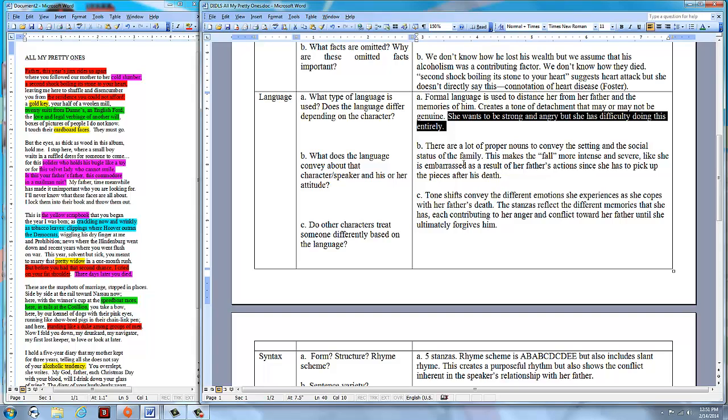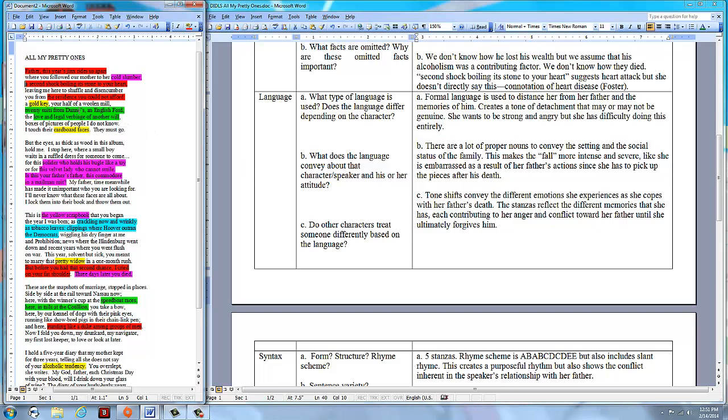What we do see about how does the language convey, basically, how does it characterize our speaker, and what is the attitude? We see a lot of proper nouns being used to convey the setting and the social status of her family. This makes what we call the fall definitely more intense and severe, and it's the fall from that economic and social status. It's almost like she is having to deal with some embarrassment now and pick up the pieces as a result of her father's actions, and so she's left with kind of the mess to clean up, and this is part of the reason why she's probably so angry.